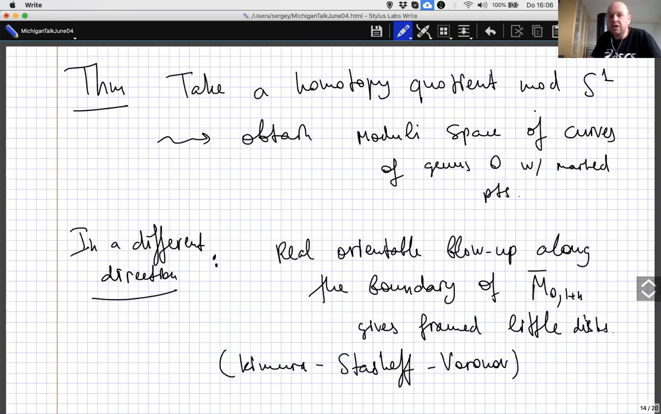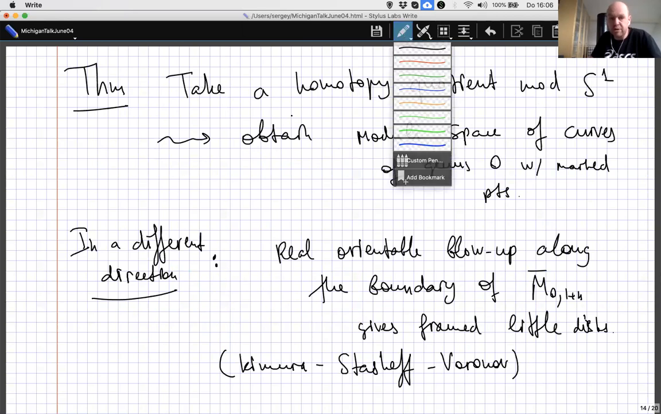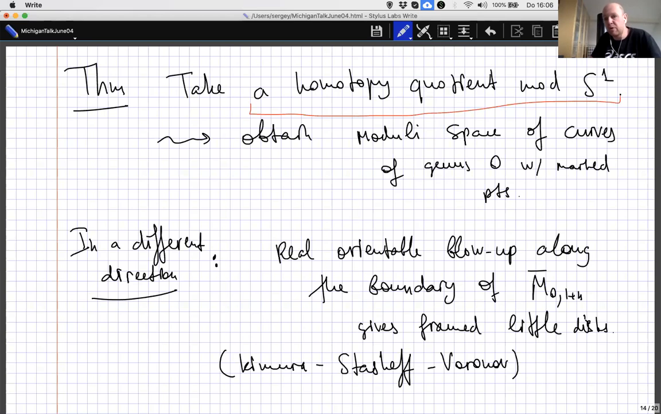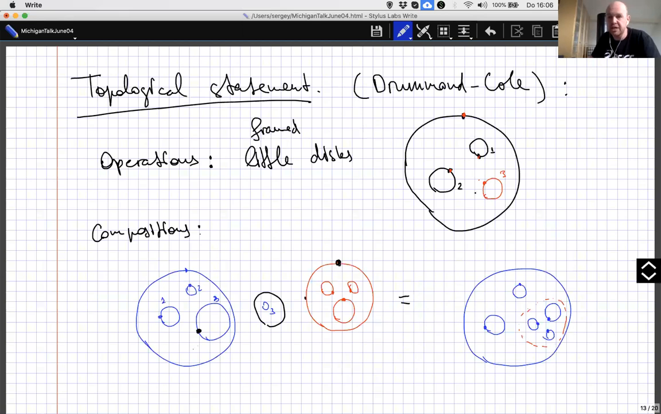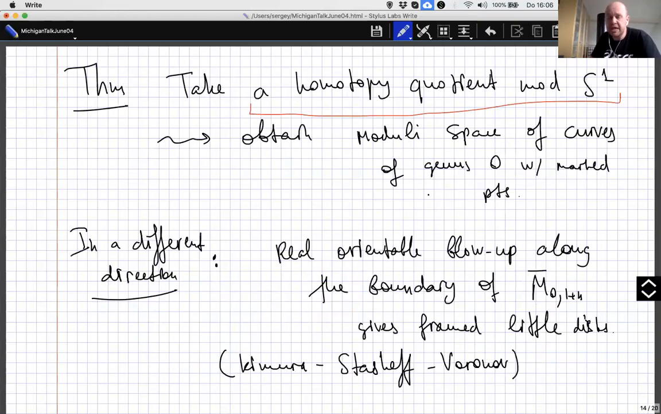And the point is the following. I don't want to discuss in which sense I want to take a homotopy quotient, but I want to take a homotopy quotient modulo this action of S1. Remember, I have an actual action of S1 here, right? I can just rotate these labels, and this would give me an action of S1. So the point is that if I would take in a proper way a homotopy quotient model of the natural S1 action on these spaces, what I would obtain would be the moduli spaces of curves of genus 0 with marked points, right? So somehow it looks similar, but I have something else, namely I have these actual boundaries, right?